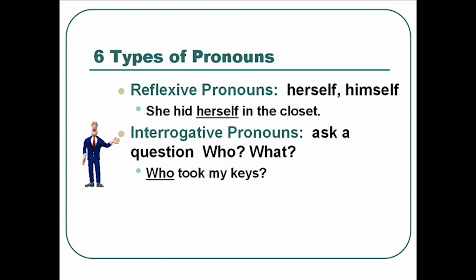The final type that we're going to look at now is the interrogative pronouns. And these are the pronouns that ask questions, things like who or what. So, who took my keys? The who is an interrogative pronoun because it's an interrogative. It asks a question. So these are the 6 types: personal pronouns, which we're going to study in this chapter, demonstrative pronouns, relative pronouns, reciprocal pronouns, reflexive pronouns, and now interrogative pronouns. But right now, let's focus on the personal pronouns.